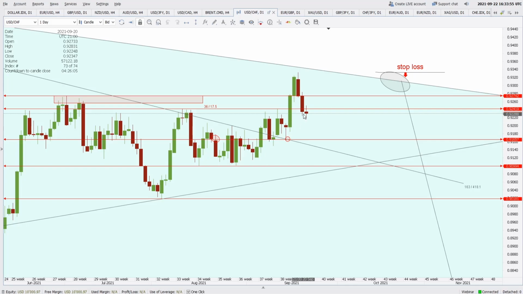Now from below, when it tried to go higher, it started acting as a resistance, and now this is where the price is trading, at 92.9230. We are expecting this market to go to 0.9165 before it gets some support.